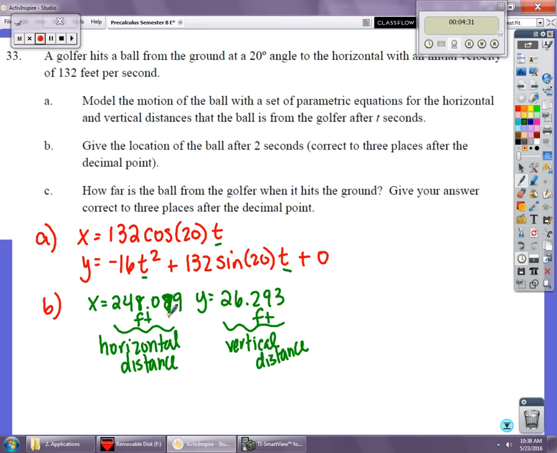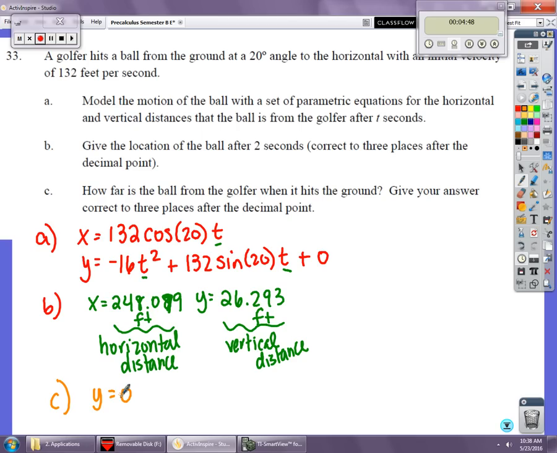Okay, and then C. How far is the ball from the golfer when it hits the ground? Right, and give your answer to 3 decimal places. So what I want to know is, if it hits the ground, you agree that the y, the height, has to be 0.